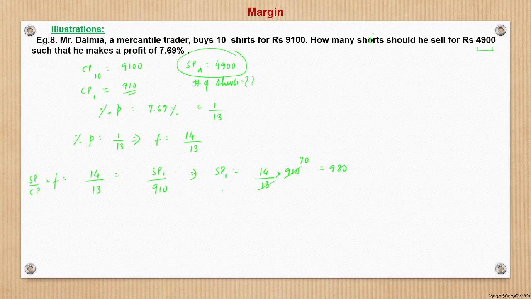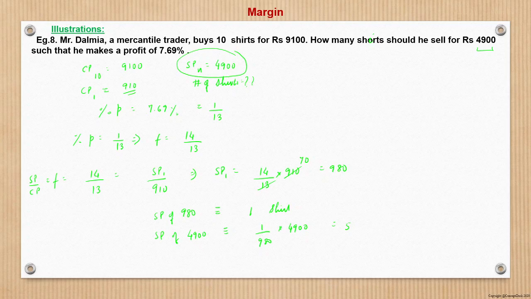So now it's very simple. SP of one item is 980 rupees. So basically SP of 980 is equivalent to one shirt. So we have to find the number of shirts for SP of 4900, which is 1 upon 980 into 4900. I think this is 5. So basically he will be selling 5 shirts.